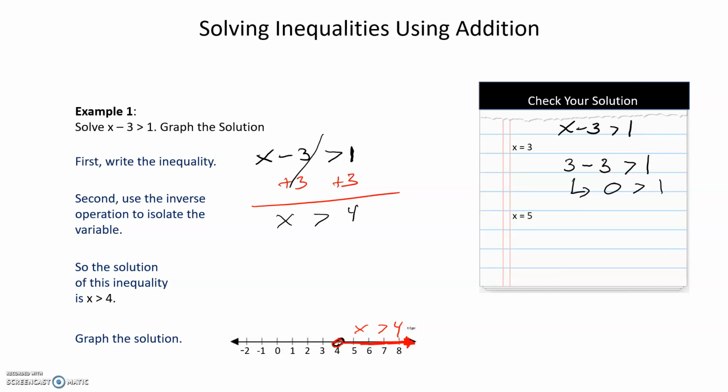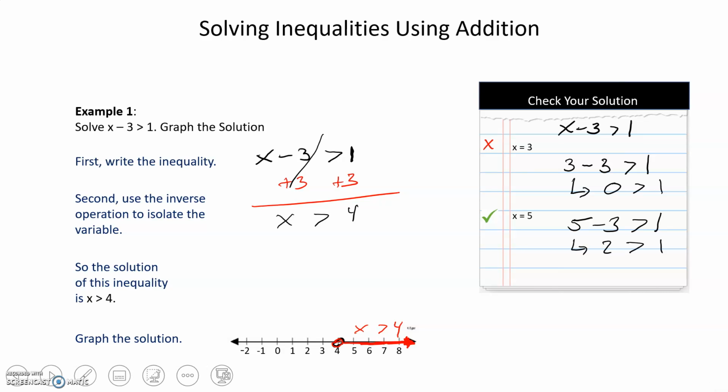So let's try 5. X equals 5, so instead of x, I'm going to use 5. 5 minus 3 is greater than 1, and I get 2 is greater than 1. And that is true. So 3 is not true, and 5 is true. That confirms two things. One, it confirms my inequality is true because 5 minus 3 is greater than 1. And it also makes sure that I'm shading in the right direction. So when you're checking your solution, you're not doing the inverse operation. You're going back to the original problem and plugging in your answer.